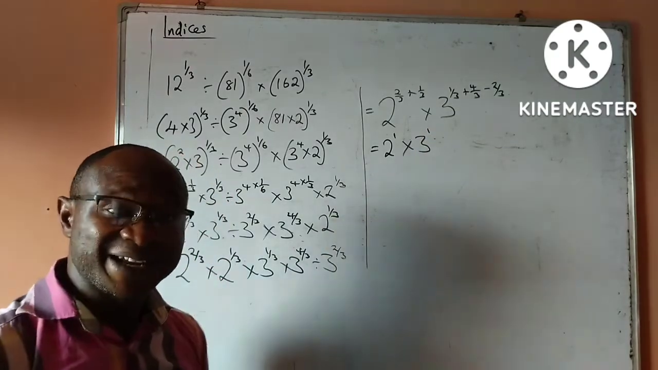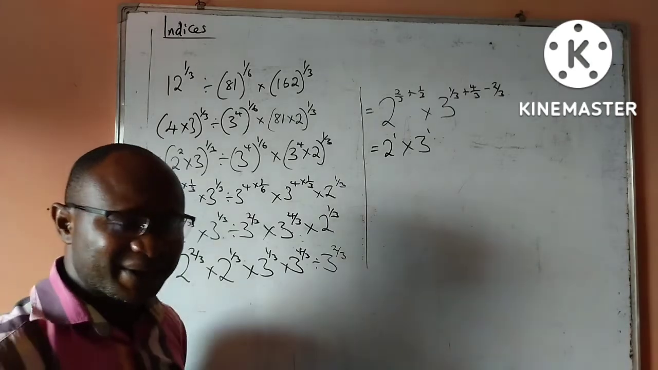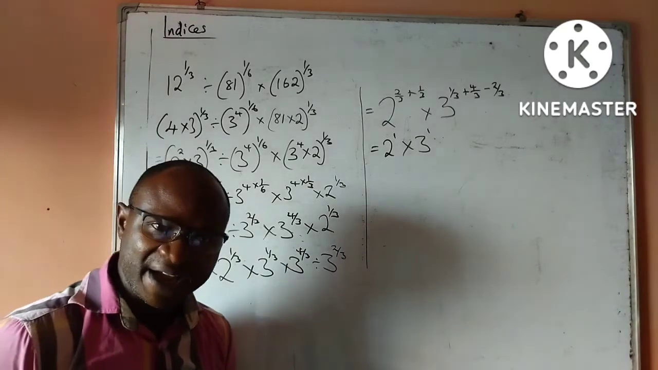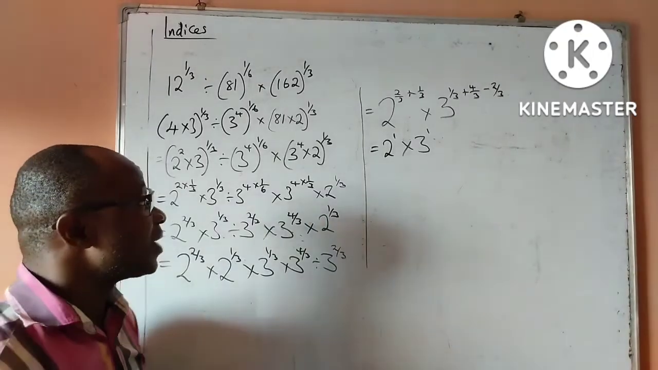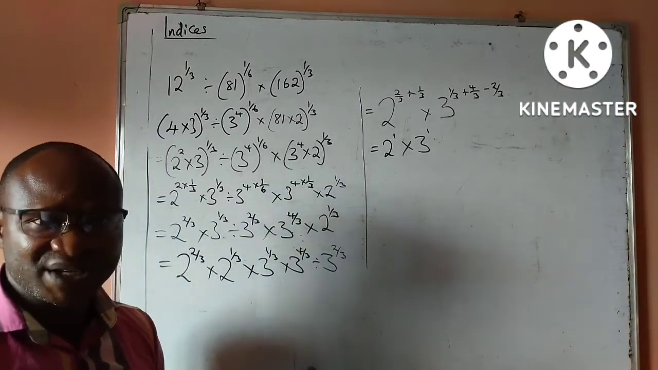And in mathematics, any number raised to power 1 is that number. Okay? 10 raised to power 1 is 10. 1000 raised to power 1 is 1000. 2 raised to power 1 is 2. And 3 raised to power 1 is 3.